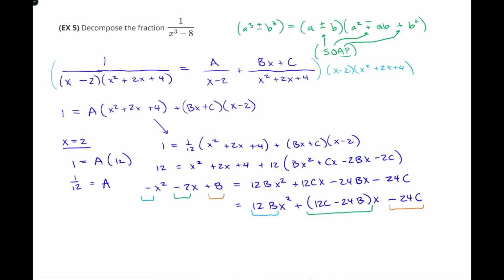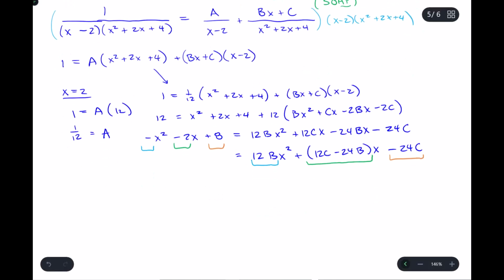Now, if I just need to solve for b and c, the best ones would be to use the x squared term and the constant term, because this middle term uses both of them, and it wouldn't be as easy to solve. But I can say at this point 12b is equal to negative 1. So b is negative 1/12. And negative 24c is equal to 8. So c would be 8 over negative 24, and if I factor 8 out of both of those, it looks like negative 1/3.